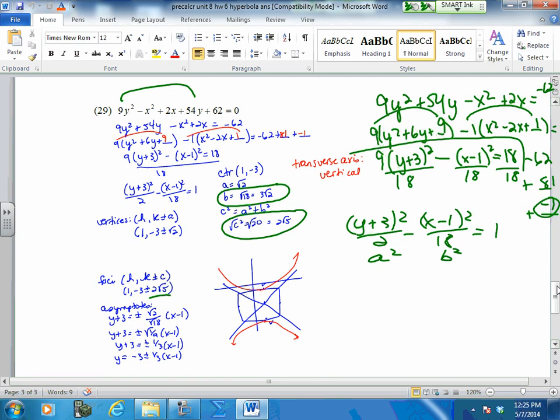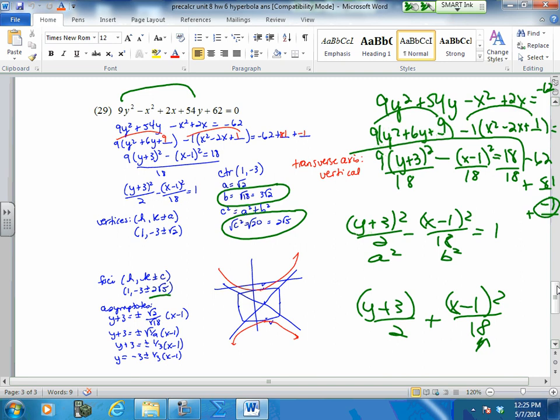Now the problem with the ellipse is this. If this was an ellipse, it doesn't matter who I put first because I'm adding. So in that case, we use the larger one. But in a subtraction, it matters who comes first when I subtract, right? I don't get the same thing if I swap the terms around.